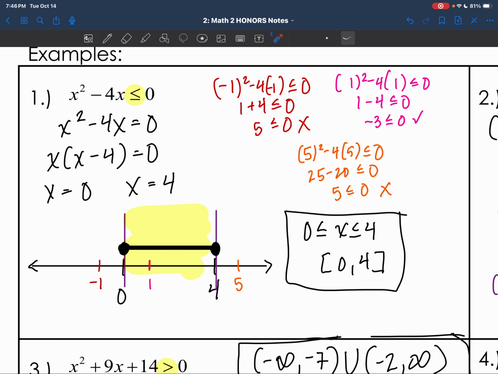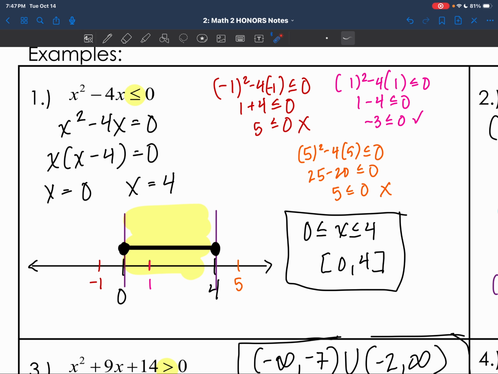So your final answer as an inequality with 0 is here, and we're saying x is anywhere in this range, including 0 or 4. So this is your inequality. This here is your interval notation.